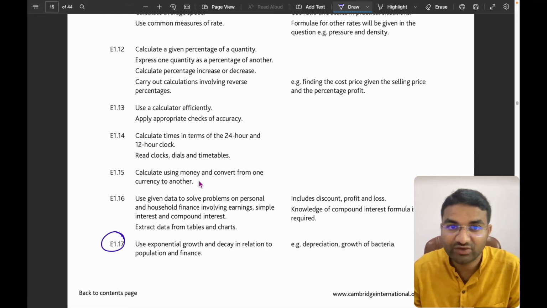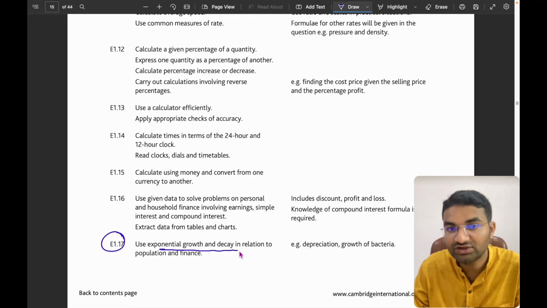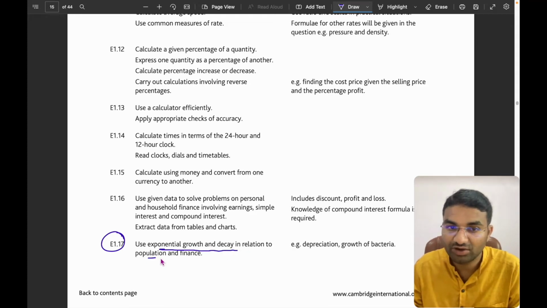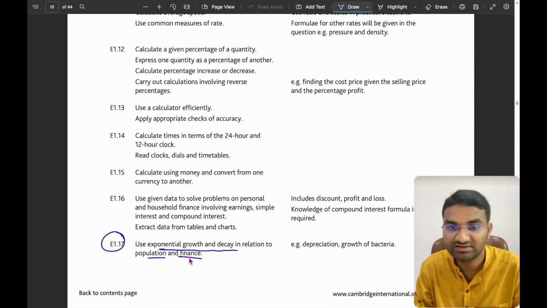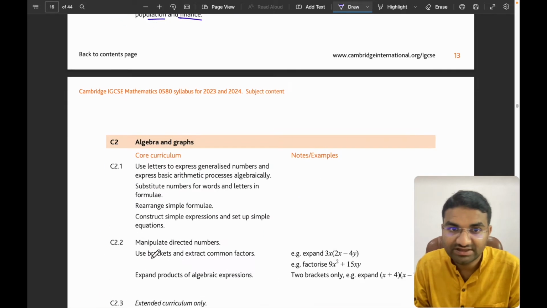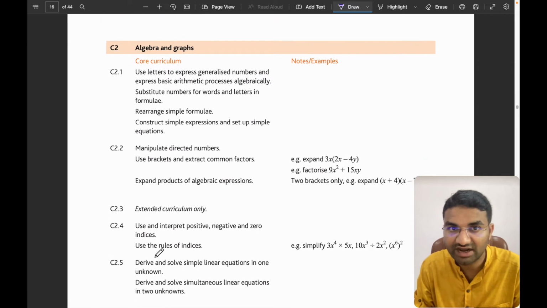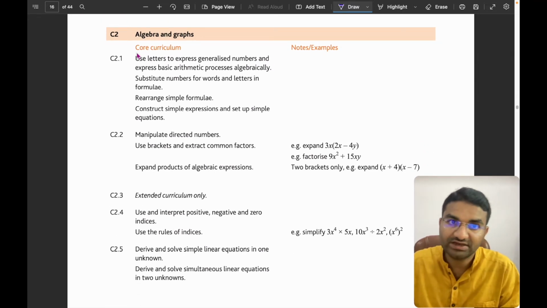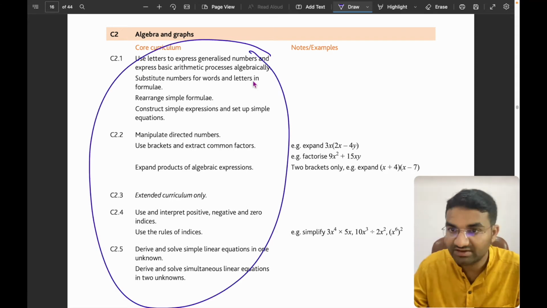Even here there are extra value-added things for the extended student, apart from compound interest, simple interest and things like that. It's exponential growth and decay, in relation to population and finance parts. Depreciation, growth of bacteria, these are part of exponential growth and it is part of the extended syllabus. Fine. Then next, algebra and graphs. So core and extended syllabus have the same syllabus.